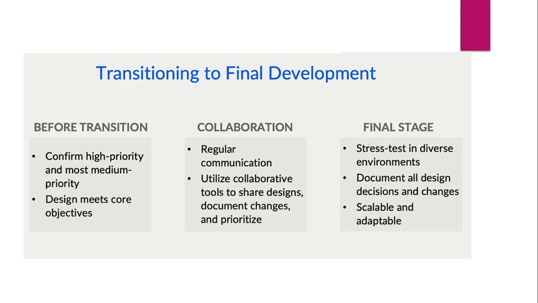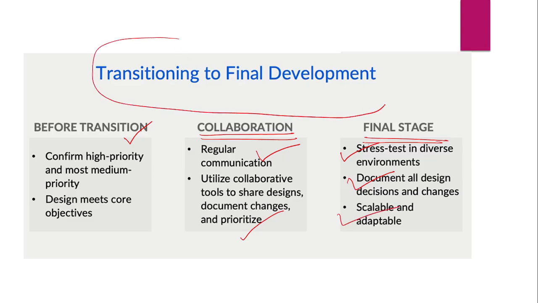Transition to final development. Before the transition, you have to confirm that the high priority and most medium priority issues have been totally neutralized and that it meets the core objectives. And again you have to keep up collaboration and regular communication with the users as well as your teams, and use a common collaborative tool to share the designs, documents and priorities. Final stage, it is a stress test in diverse environments, and document all design challenges and changes, and keep it scalable and adaptable. So this is the phase of moving from prototype to the final development.